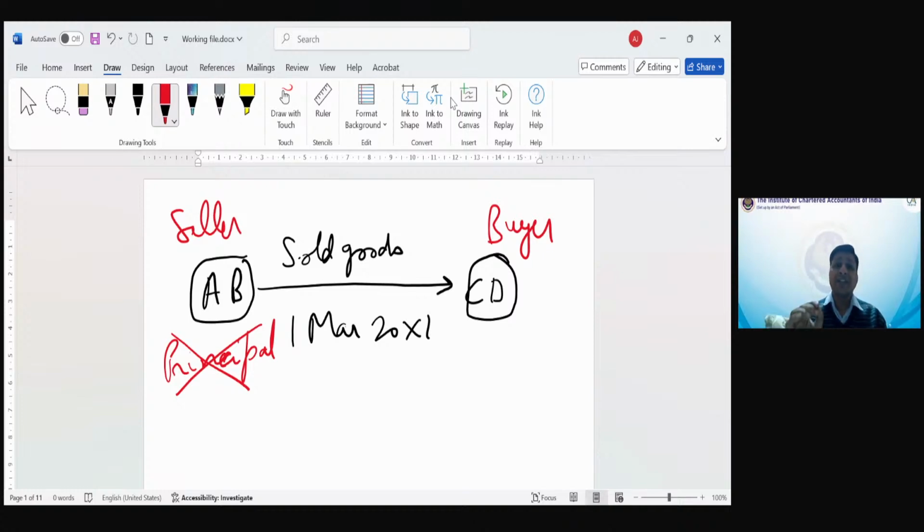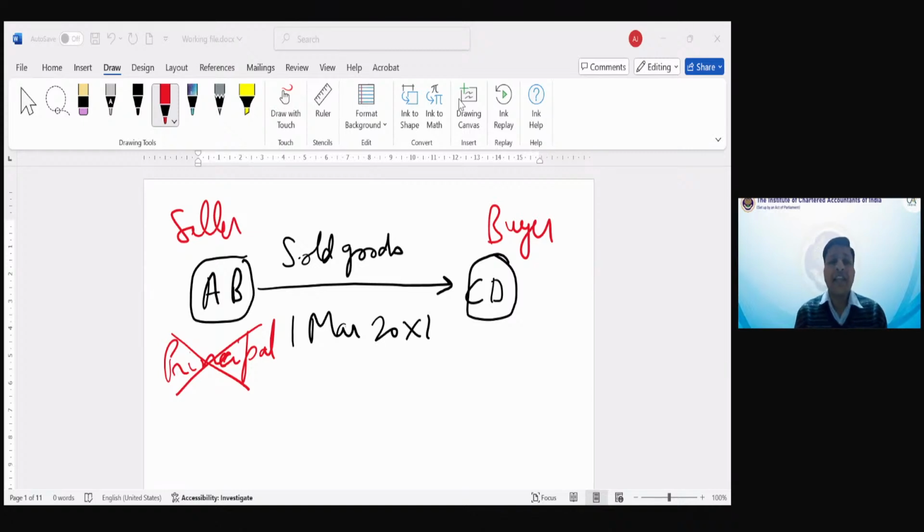The question is trying to test your knowledge of the basis of revenue recognition, or you can say the conditions of revenue recognition. What are the two conditions for revenue recognition we discussed? Can you tell me quickly? What are those two conditions?